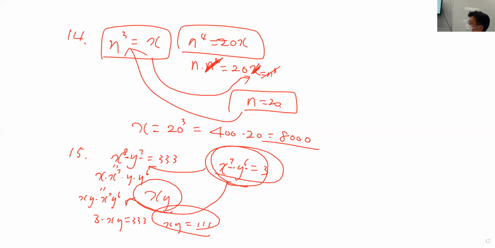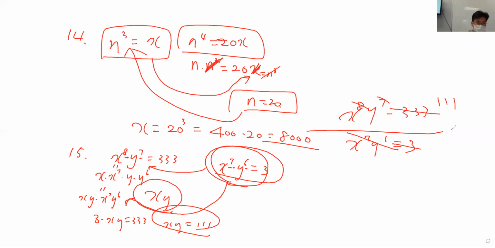Just like she's saying, x to the 8th, y to the 7th is 333, divided by x to the 7th, y to the 6th, 3. So it goes away, yeah, 111, like this. That's what she's saying. If you can see the relationship between these two, and you can find xy through the division, then that's still fine. So 8 minus 7, 1. 7 minus 6, 1. Yeah. Xy is 111.